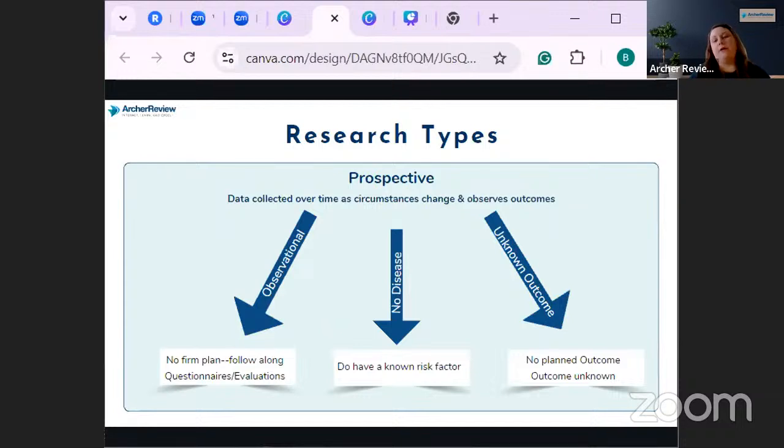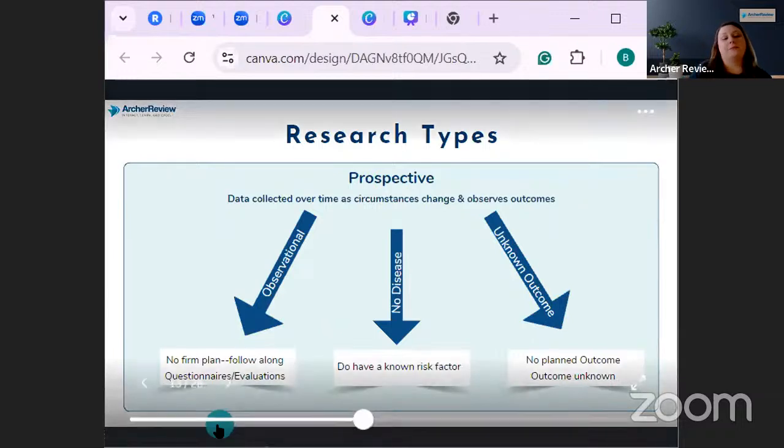And then unknown outcome. Again, the researchers aren't planning any outcomes for these people because there's no evidence of disease at that time, right? So how are they going to know if X number of people develop whatever it may be due to their risk factors? So they can't really have any firm planned outcomes. And again, the outcome is pretty much going to stay unknown throughout the study.